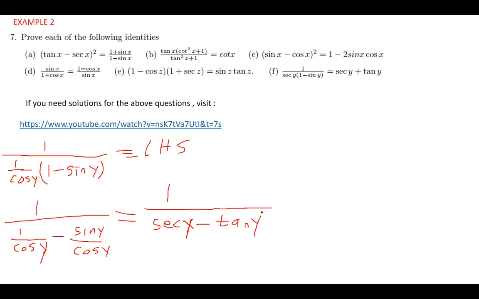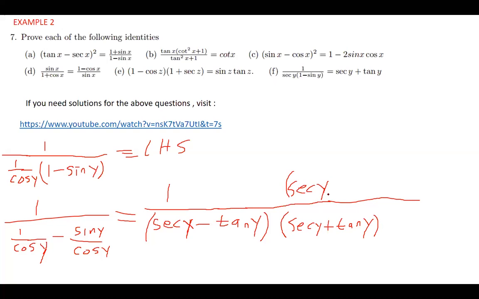So here, let's see what we can do here. All right. So what we can do again is find the conjugate of this. The conjugate of sec y minus tan y is sec y plus tan y. That's the conjugate that we have. Then meaning we're also going to multiply the numerator with sec y plus tan y. Like that.